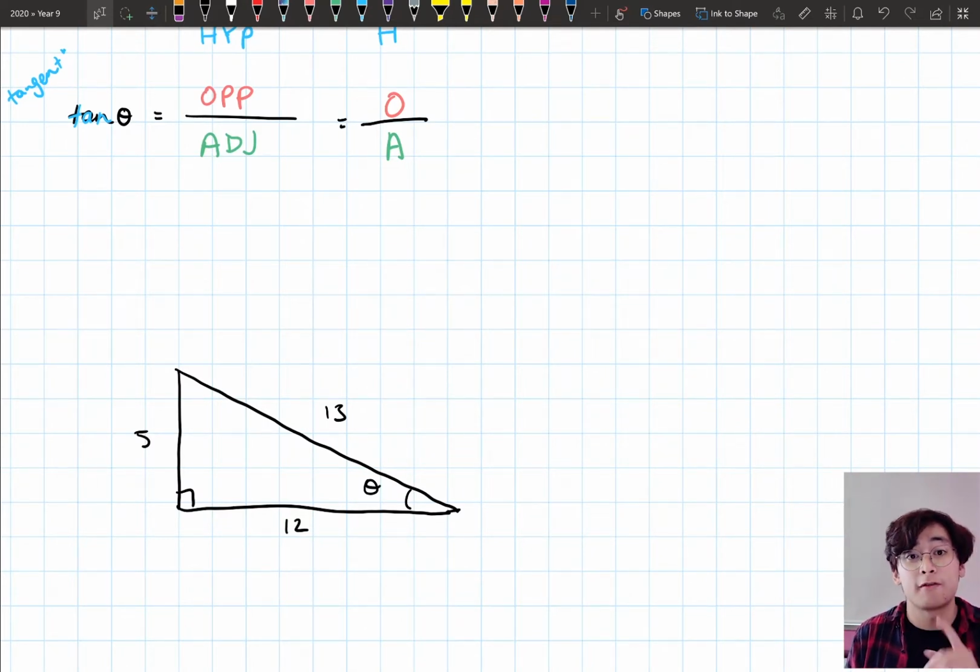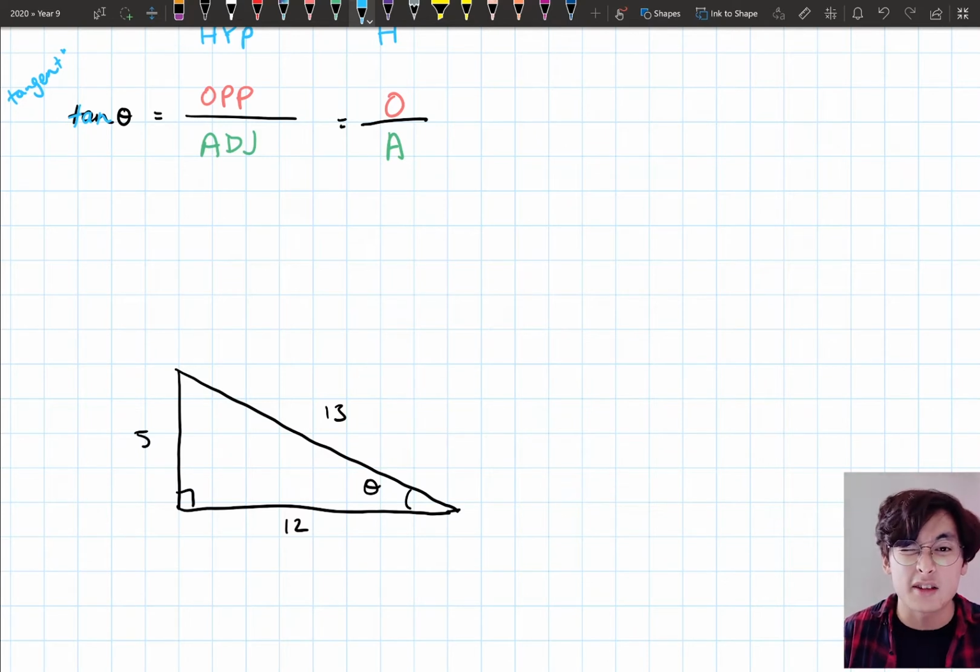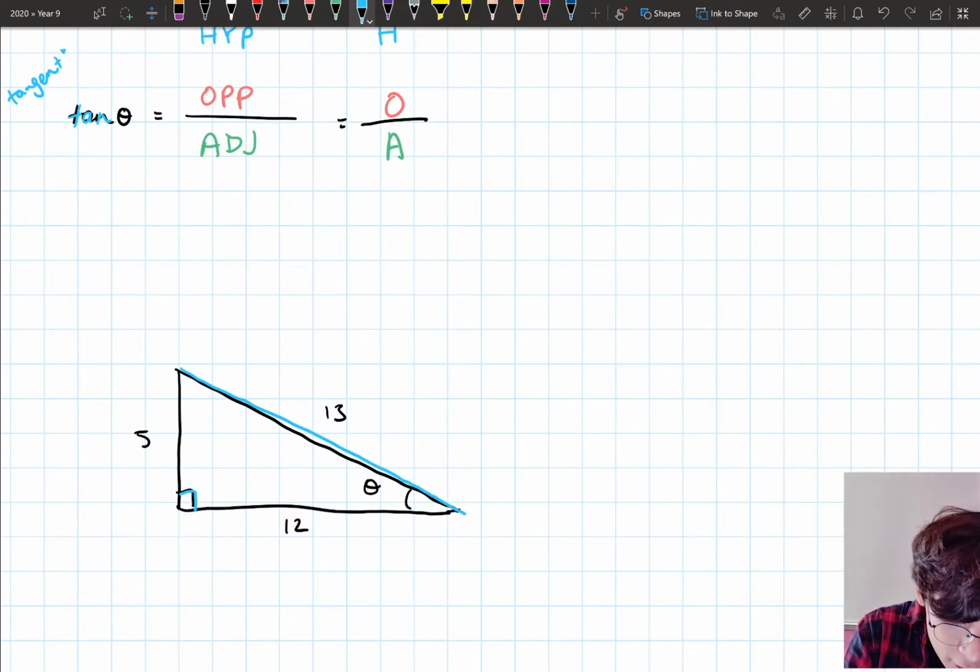Now, when you're doing this, the first step I want you to do is to label your sides. Always start off by labeling your sides. So let's label my 3 sides. The first side we always start off with is the hypotenuse. That one's the easiest to find. I've got my right angle here. Opposite my right angle is my hypotenuse. So here, my hypotenuse is going to be 13.